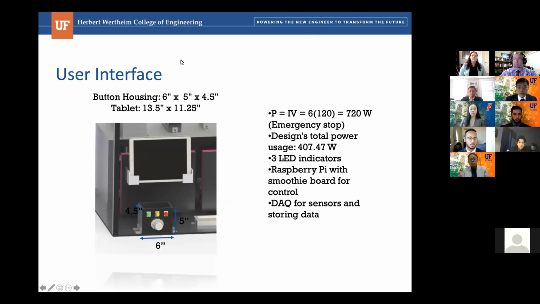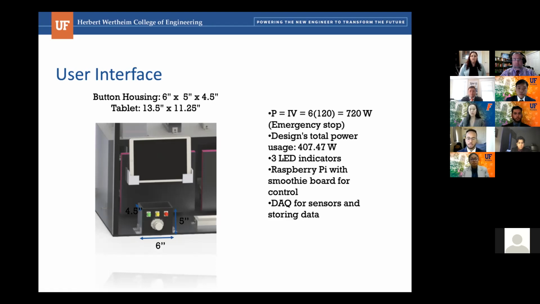And so the iPad is connected to a microcontroller, a Raspberry Pi, which is then used to control all of the different motors and electronics within the structure and enclosure of the entire design. There are 3 LED indicators: green, yellow, and red.